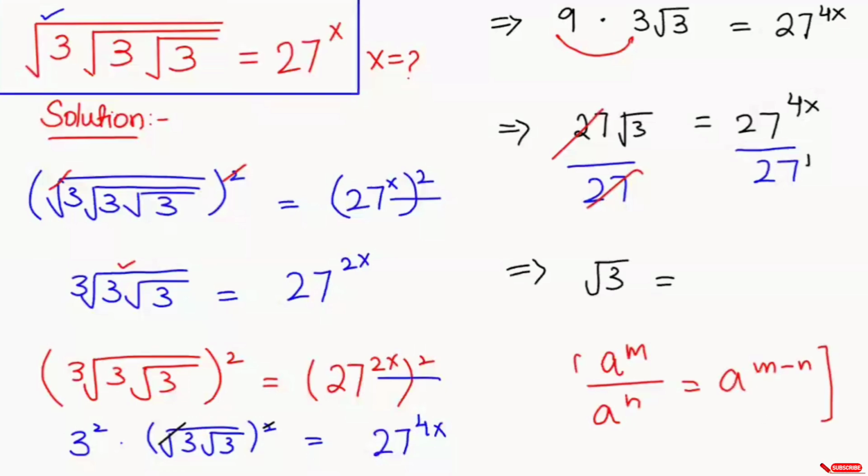So here we have the same base. We can take that power up: 27 to the power of 4x minus 1. Now next, I want to remove this root. For that, I'm going to square both sides. Root of 3, whole to the power of 2, equals 27 to the power of 4x minus 1, and whole to the power of 2.